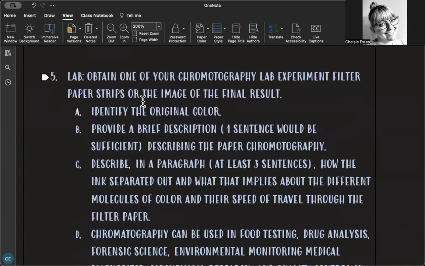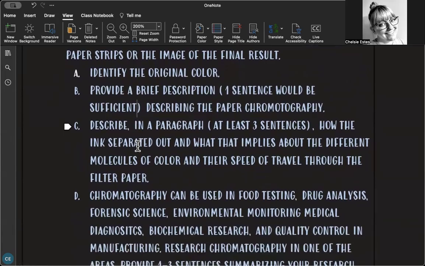Identify the original color you started with. Provide a brief description describing the paper chromatography. So you're describing, this would be something that is covered in our content. Describe in a paragraph, so at least 3 sentences. Provide a brief description. This could be 1 sentence, by the way. So I tried to put those in so you know, if you did just do a sentence, it's okay, that it doesn't feel super overwhelming when you look at, oh my gosh, what's a brief description? Well, I don't know.